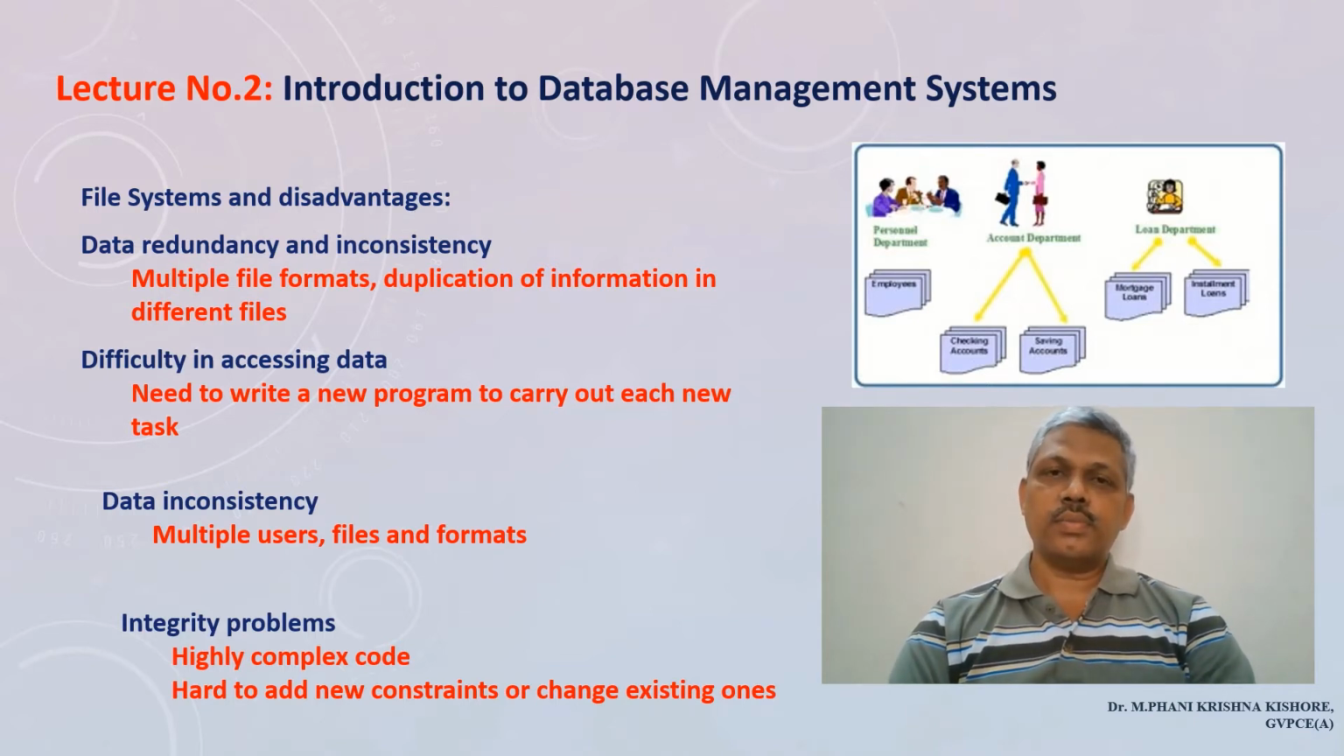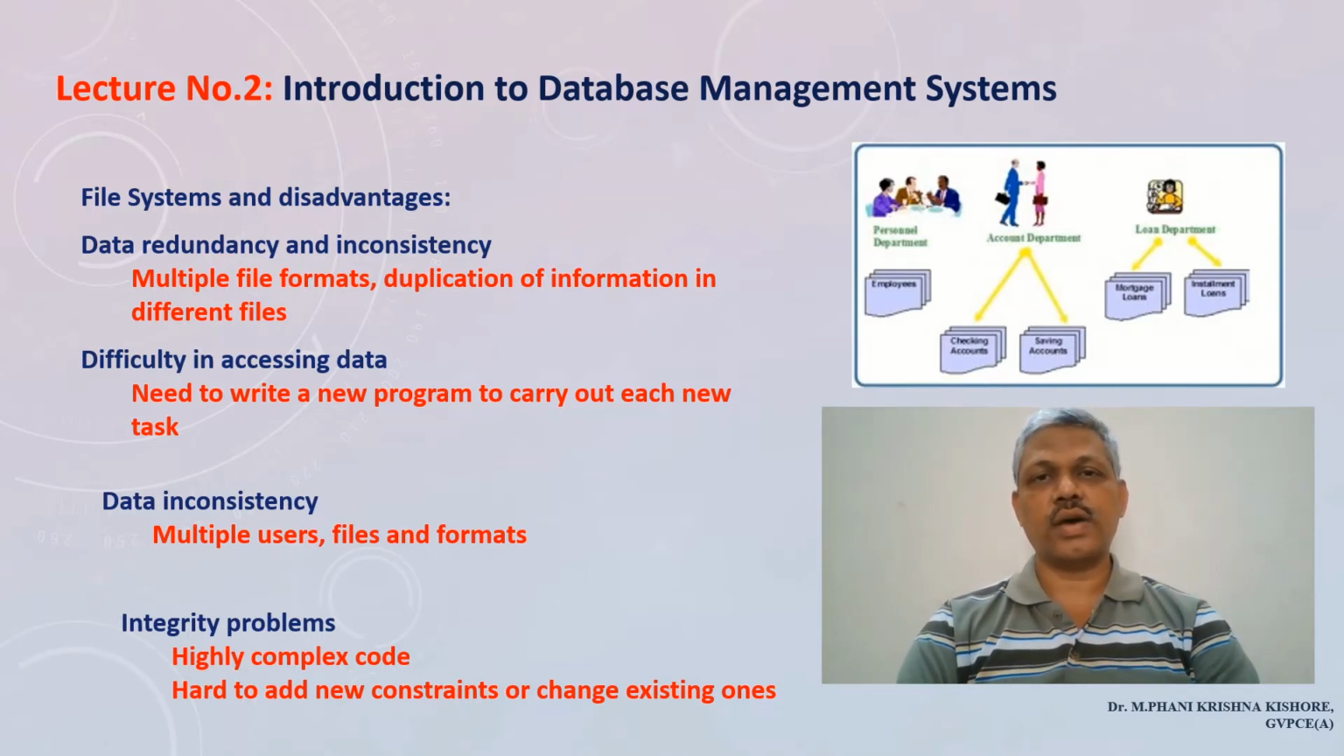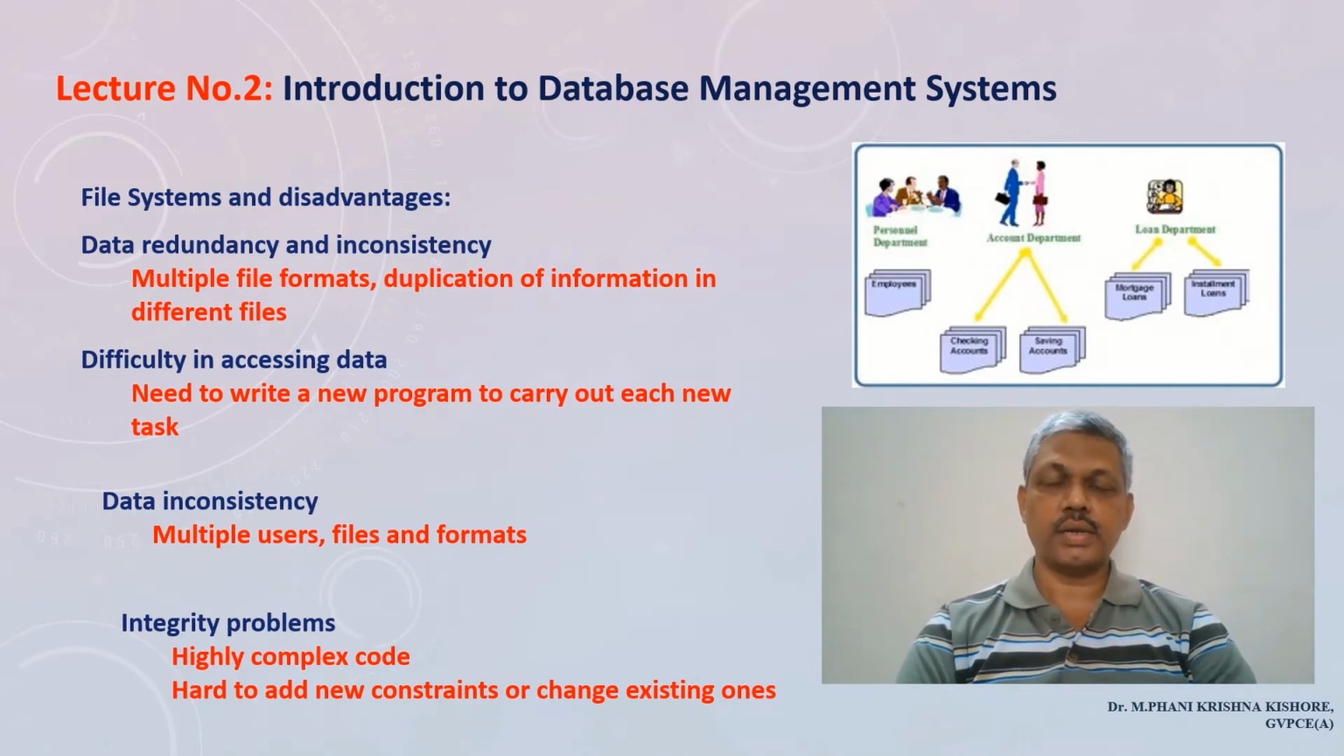The third important thing is integrity problems. Whatever data is written in the file, how do you check the integrity or authenticity of the data? Whether the correct data is being generated and written or not, there's no check on that. Even if you want to implement such integrity, you have to write very complex code for that. So such problems do exist in file systems.